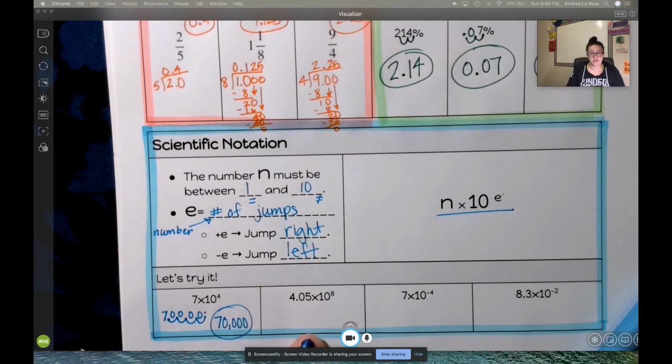Go ahead, pause the video, try this one on your own. 4.05 times 10 to the 8th. Again, try it on paper and try it on the calculator. See which way you like better. Go ahead, pause the video, put an X in the chat when you think you've got it.